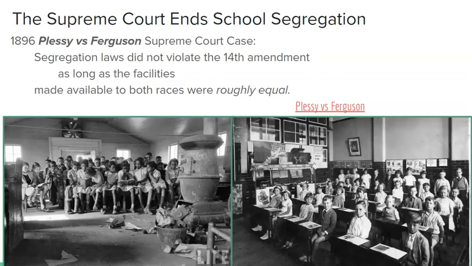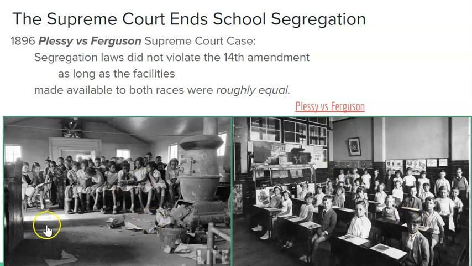So we need to go way back to 1896. This is just about 30 years after the end of the Civil War, and there was a Supreme Court case called Plessy versus Ferguson. And remember, the Supreme Court is the highest court in the land. They make decisions that affect all Americans. What they decided during the Supreme Court case was that segregation laws do not violate the 14th Amendment as long as the facilities are roughly equal. So basically, segregation is okay as long as both races or both groups get the same thing.